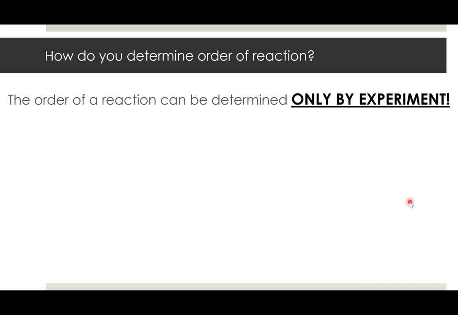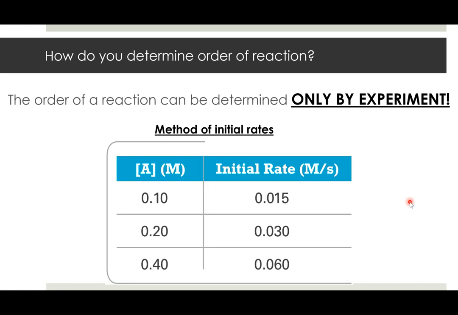So how do you determine the order of a reaction? Well, it has to be done experimentally. You have to look at numbers. So I cannot on a test or a quiz give you a reaction and say, what's the reaction order? You've got to see the data. You got to see the numbers. Okay, so let's look at this first one. So here's how we would gather this data.